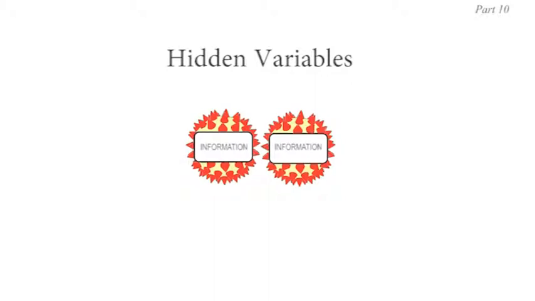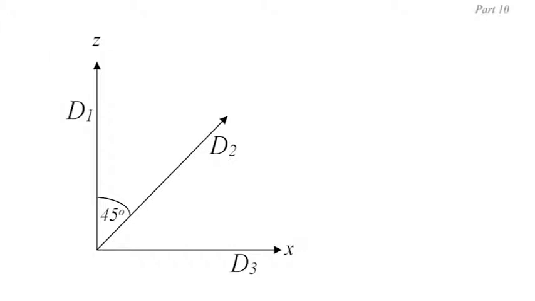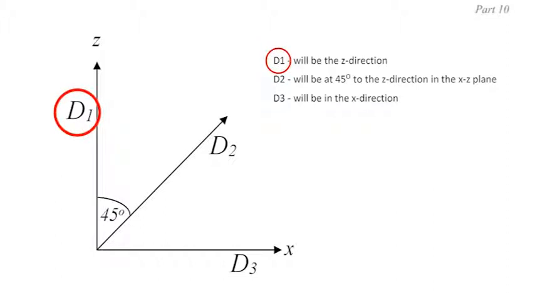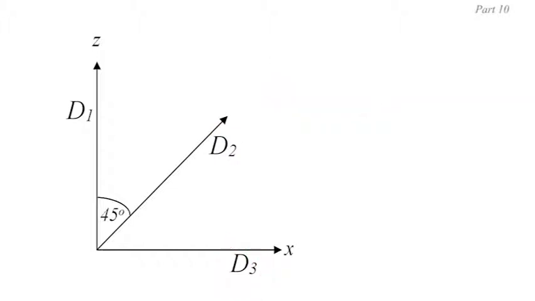I will choose the following three directions in space, and I'm going to call them D1, D2 and D3. These are instead of red, blue and green. D1 will be the Z direction. D2 will be at 45 degrees to the Z direction in the XZ plane, and D3 will be in the X direction. Note that these three directions here are all in the plane of the screen. D2 is not into the screen. We're ignoring the Y direction.